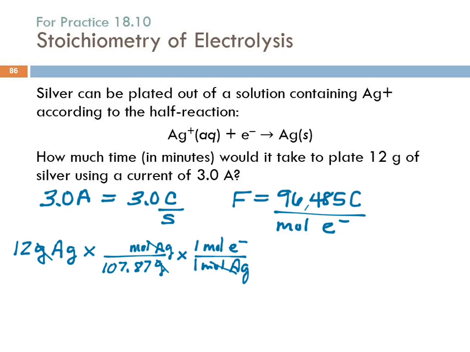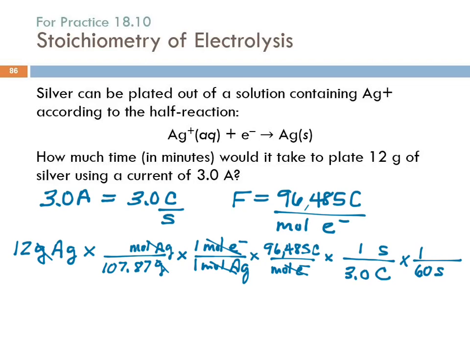We need to get to time. Well, we're going to use Faraday's constant. 96,485 coulombs per mole of electrons. Now we've got coulombs, and we want seconds. Well, actually, we want minutes, but seconds is the next step. 3 coulombs per second, so 1 second per 3 coulombs. And then to get into minutes, we need 60 seconds is 1 minute.